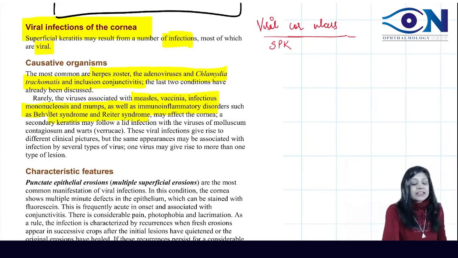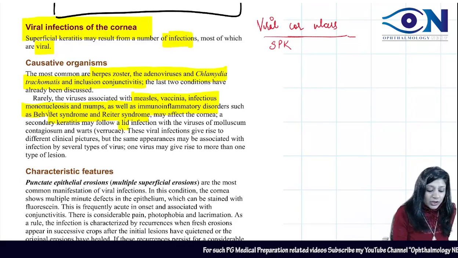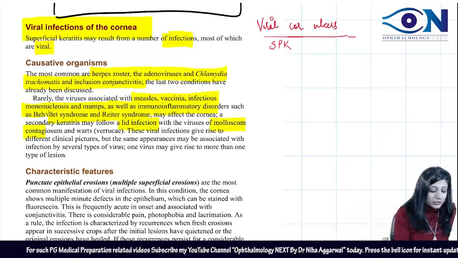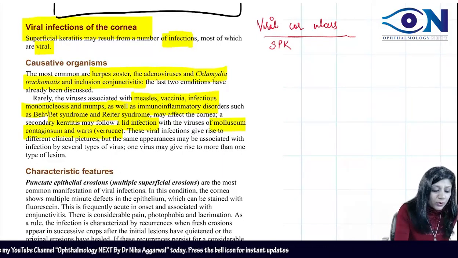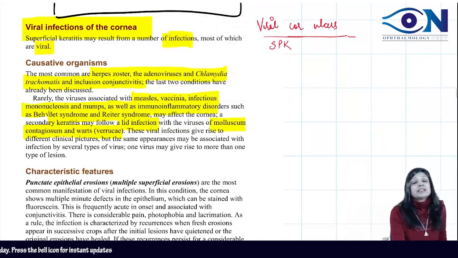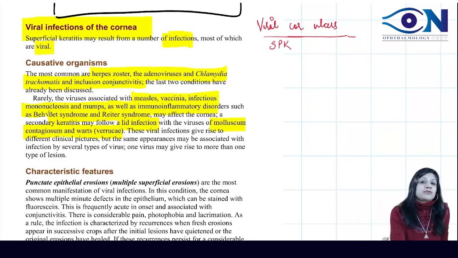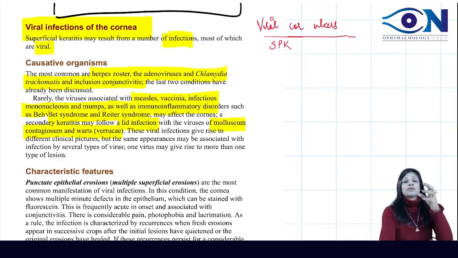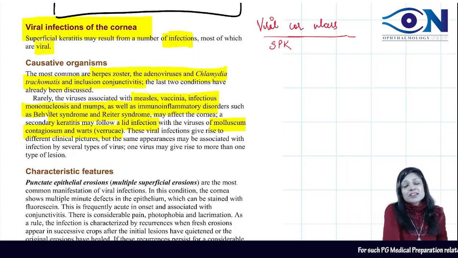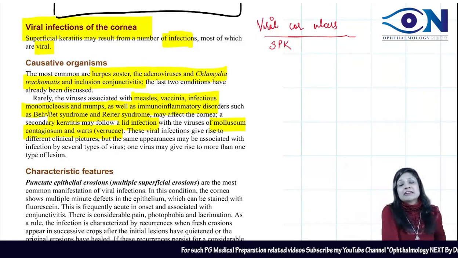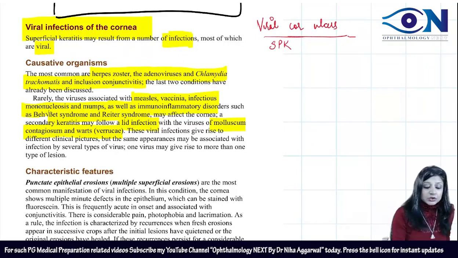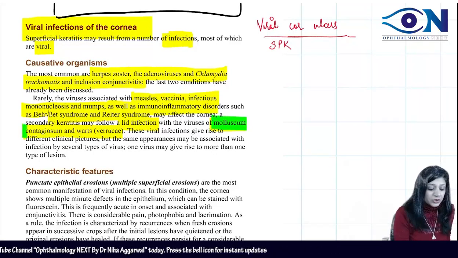And a secondary keratitis, which follows any other infection, may follow a lid infection with the viruses of molluscum contagiosum, or it can be by warts also. So it is important that sometimes this keratitis may be primary and sometimes secondary. It can be from conjunctivitis, where bacteria able to penetrate the intact cornea can also cause corneal involvement secondary to the conjunctivitis. So it can be a form of keratoconjunctivitis or a form of blepharokeratitis, where it is secondary to the lid infection. Secondary to the lid infection we have molluscum contagiosum and warts.